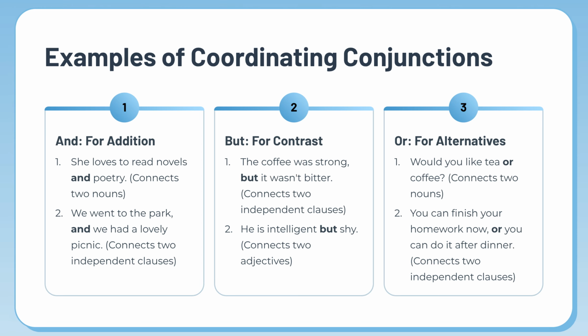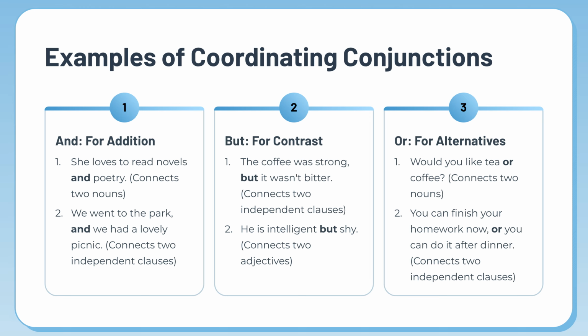We went to the park and we had a lovely picnic. Here, and joins two complete sentences, what we call independent clauses. Let's look at more examples. But shows contrast. The coffee was strong, but it wasn't bitter. He is intelligent but shy.